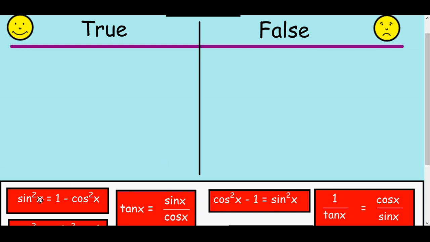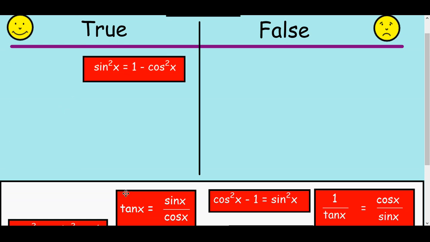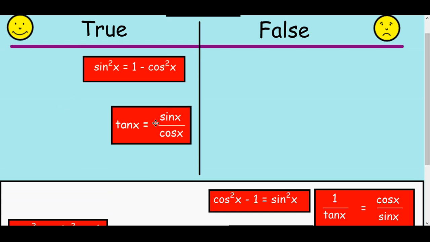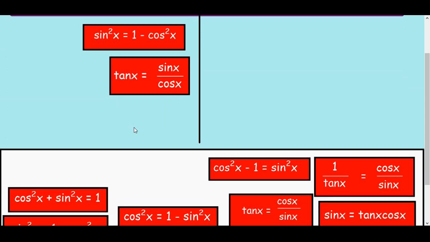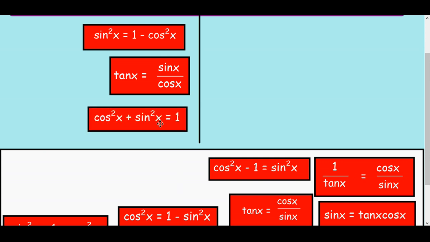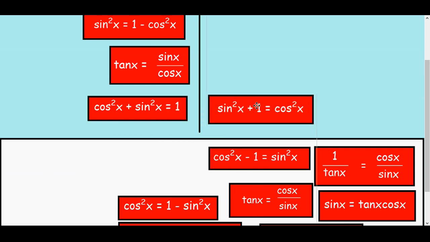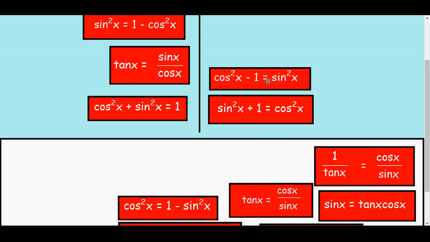So sine squared is 1 minus cos squared. Yep, that was true. We looked at that in the last one. Tan is equal to sine over cos. Yep, that's also true. Cos squared plus sine squared equals 1. Yep, the other one was sine squared plus cos squared equals 1. That seems the same thing. Sine squared x plus 1 equals cos squared x. Nope, that's false. Cos squared minus 1 equals sine squared. No, it was sine squared equals 1 minus cos squared, so that's also false.